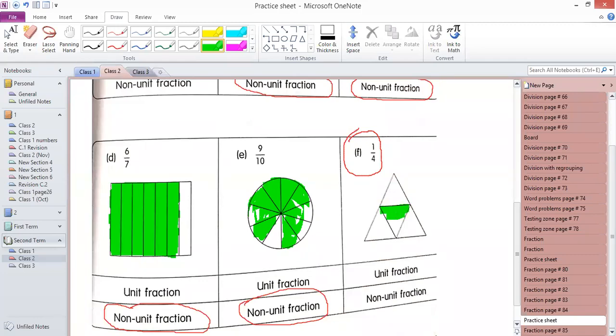Tell me, is it a unit fraction or non-unit fraction? Unit fraction. Why? Because 1. One what? 1 in the numerator. Okay, that's very good. Thank you. So Hamza said that one part should be colored here, but for unit fraction and non-unit fraction, I will ask one more student.